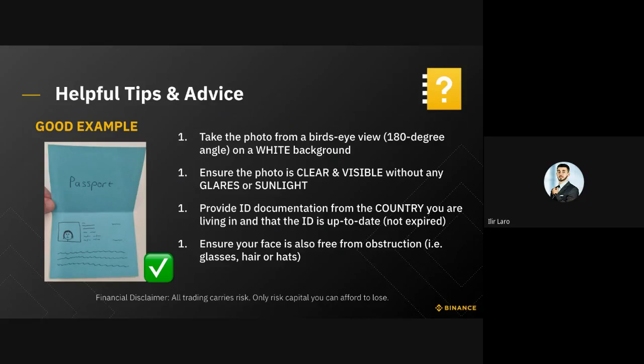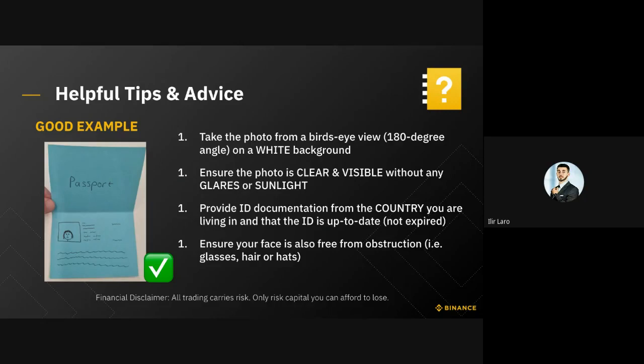Now, some helpful tips and advice. Again, apologies for my illustration on the left, but I think it's good to illustrate these because obviously some users do have problems with their verification status. One first tip is to take the photo from a bird's eye view at a 180-degree angle on a white background. As you can see here, I've got the camera parallel with the documentation, and I'm taking it as I'm looking down like a bird, pretty much. And second is to ensure that the photo is clear and visible without any glares of sunlight.